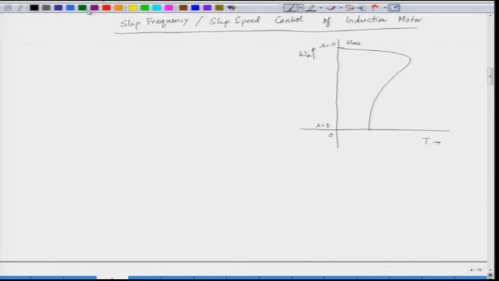Now, if the motor operates at a certain value of speed, say for example, this is the speed at which it is operating, let us say this is omega m. So, what is slip speed? Slip speed is given as the differential speed between the synchronous speed minus omega m.